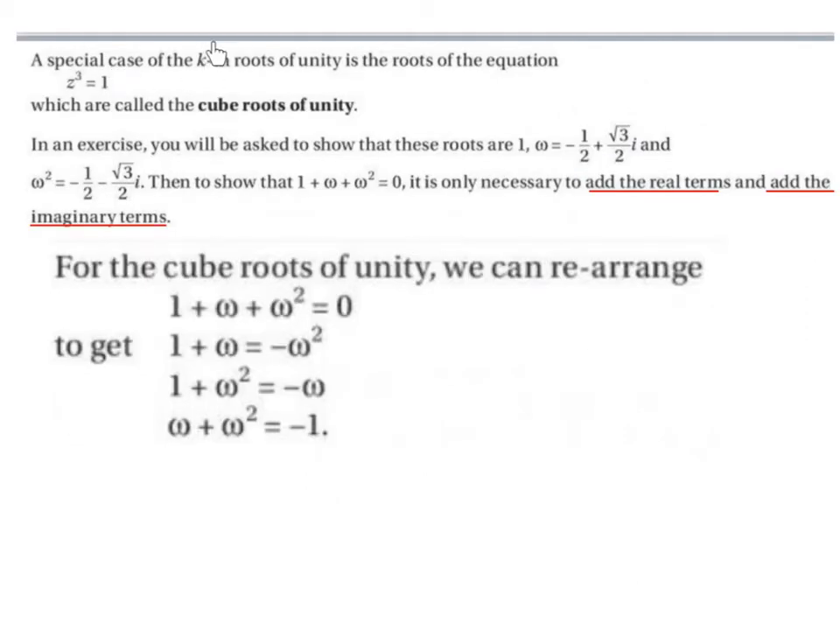A special case of the kth roots of unity is the roots of the equation z cubed equals 1, which are called the cube roots of unity.